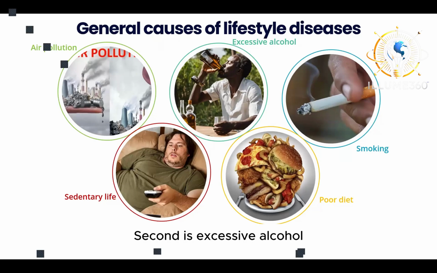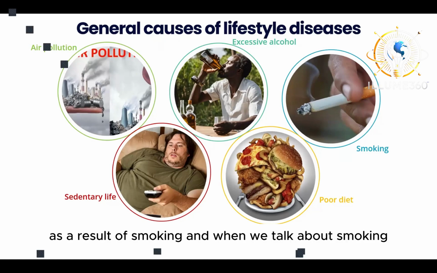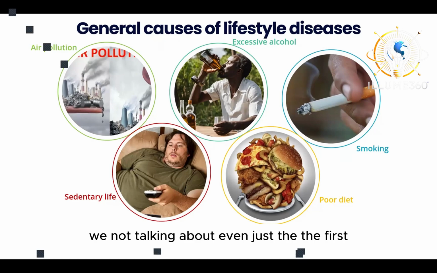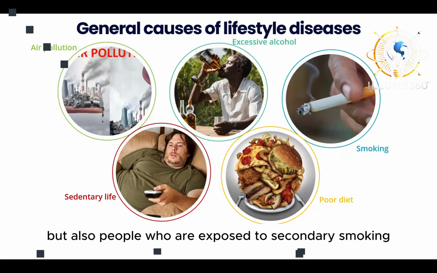Second is excessive alcohol, and excessive alcohol has been identified to contribute a lot to some forms of cancers and diabetes and so on. Smoking, coronary heart diseases, and pulmonary obstructive diseases are a result of smoking. And when we talk about smoking, we're not talking about even just the first person involved in the smoking, but also people who are exposed to secondary smoking.